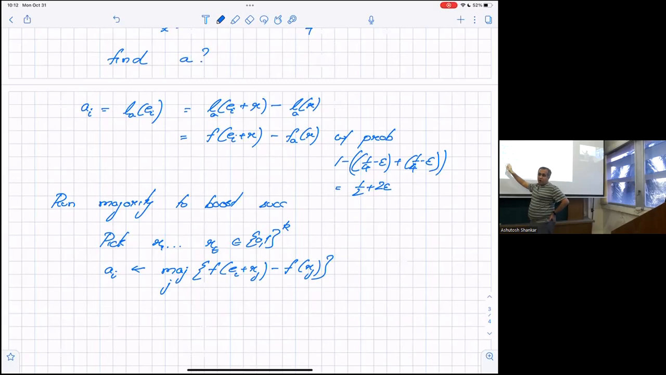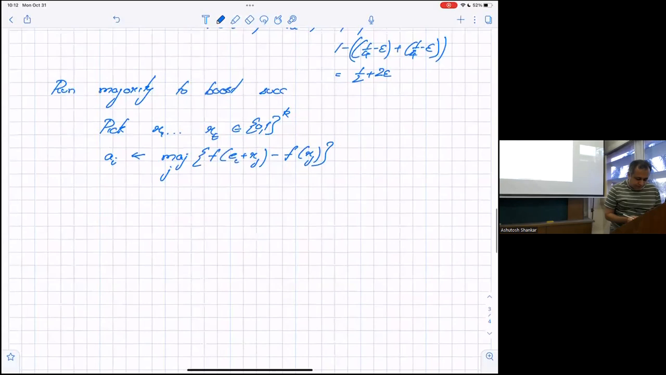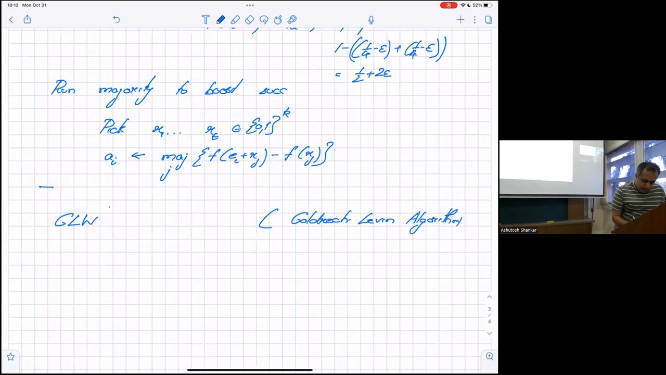Therefore, the following algorithm, which I will call GLW, short for the weak version of Goldreich-Levin. This is not what Goldreich-Levin did. Here I'll put F not as an input, but on the superscript to say that it only gets oracle access to F. So it's an algorithm of this type. What is this algorithm going to do? It's first going to pick R1, R2, up to RT at random. I'll tell you how many you have to pick.